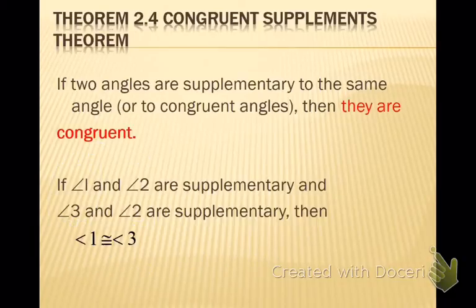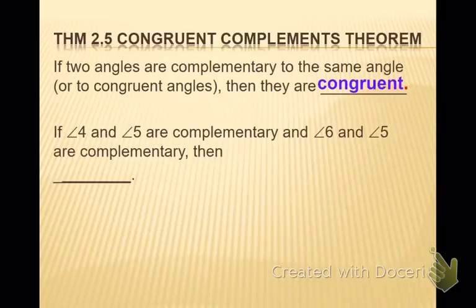Same thing for the congruent complements theorem. If two angles are complementary to the same angle, then they are congruent. And it's the same kind of proof. If angle 4 is 30 degrees and angle 5 is a complement to angle 4, subtract from 90 and angle 5 is 60. Well, if angle 5 is 60 and it's complementary to angle 6, then angle 6 is 30. And you can see that angle 4 and angle 6 are congruent.